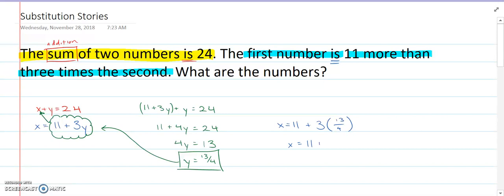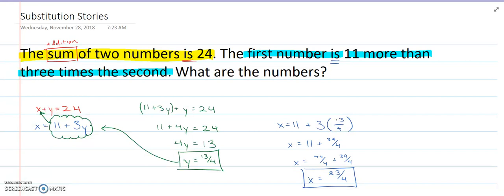Do your multiplication, get a common denominator, combine them, and be done with this problem. Your final answer is that x is 83 over 4.